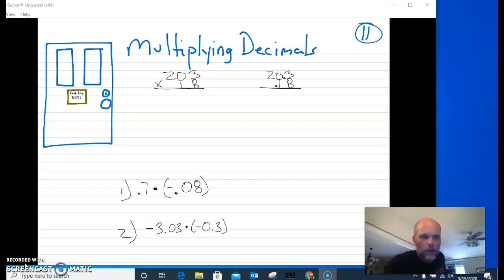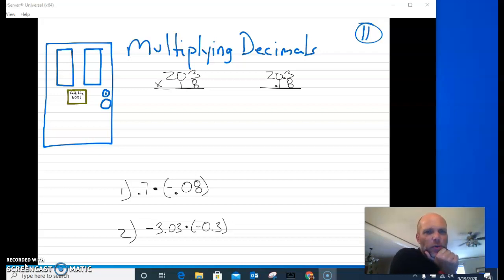You're probably wondering why there is something that looks like a door over there on the top left. I will explain that later. You can also zoom in as you need to. We've got multiplying decimals. There's a door over there with a sticky note on it. It says feed the dog.